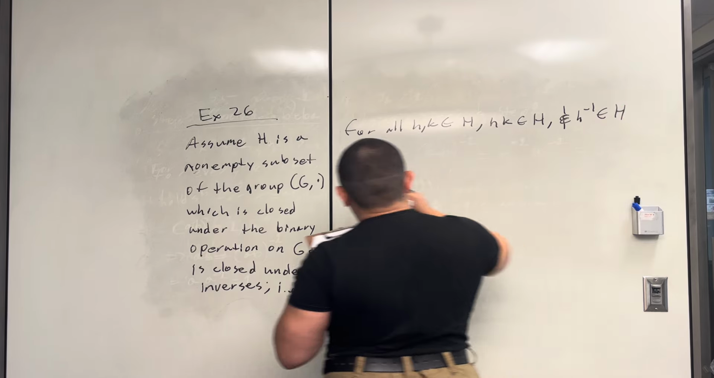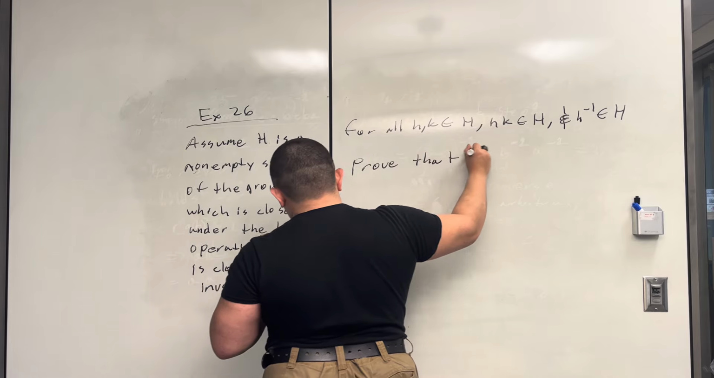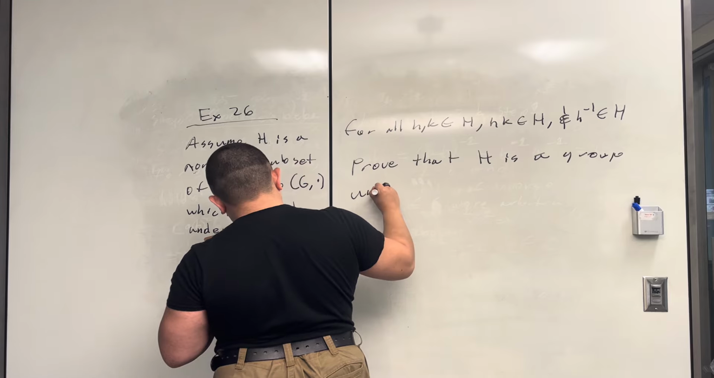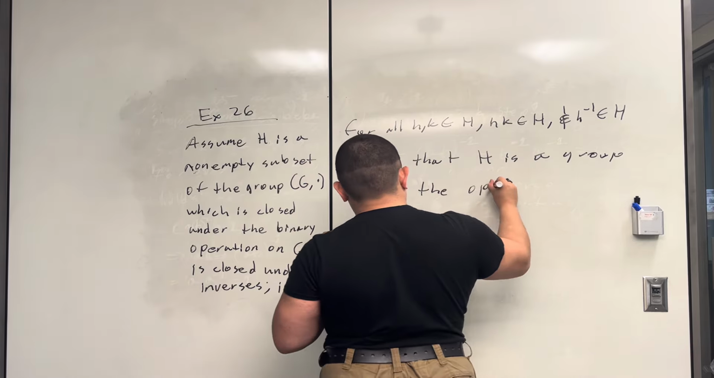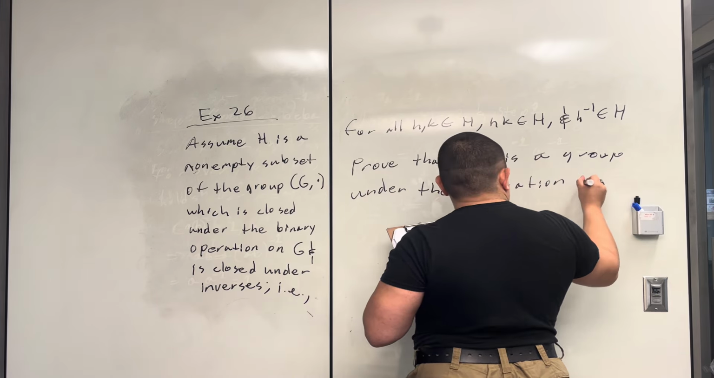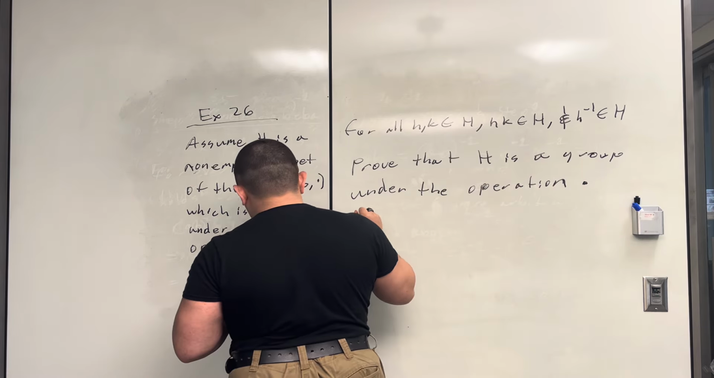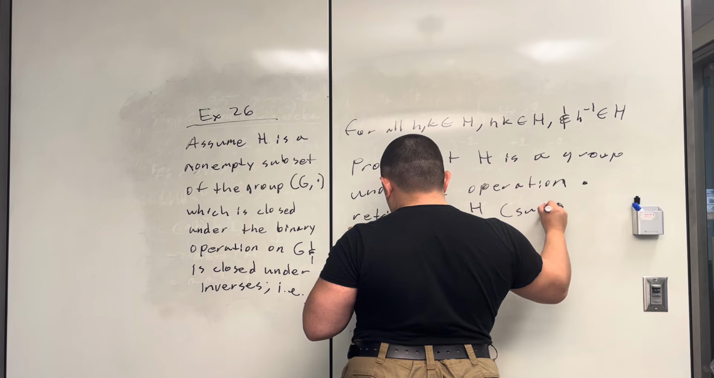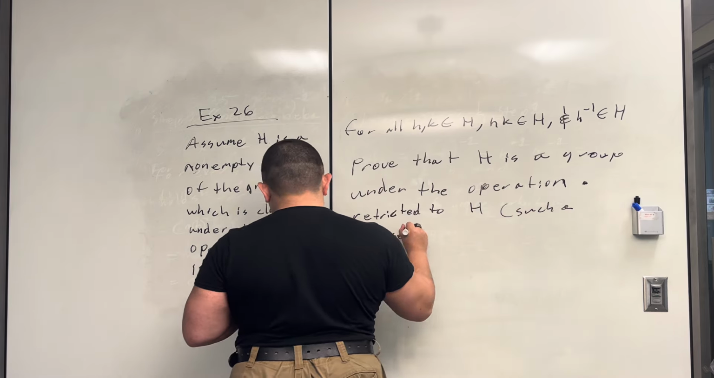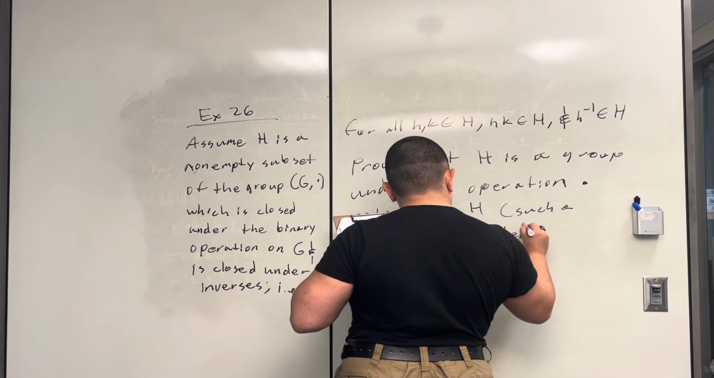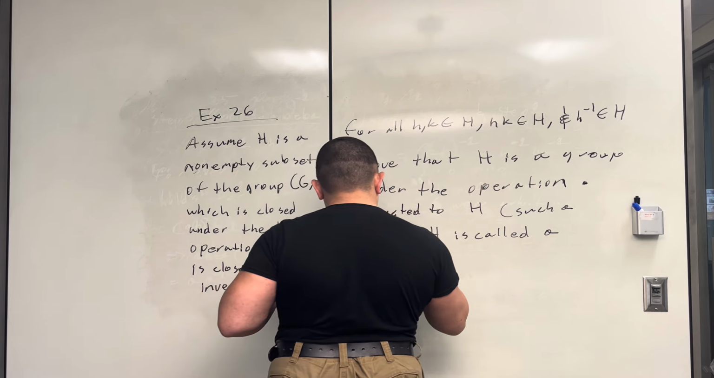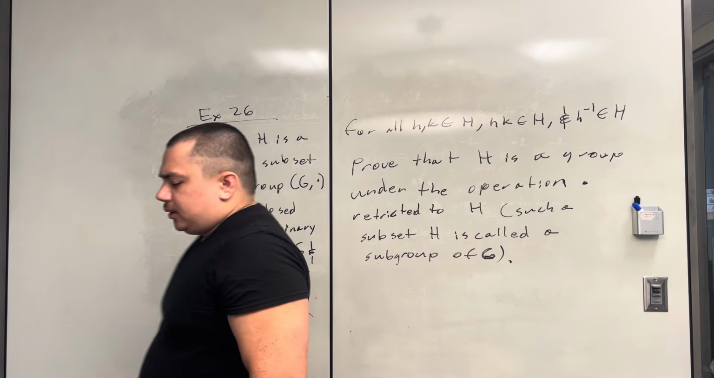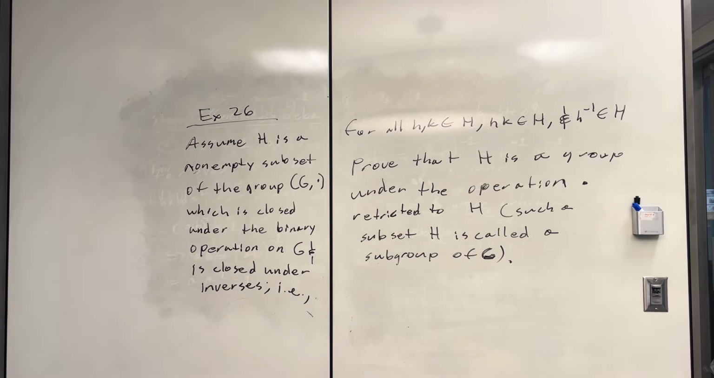Then prove that H is a group under the multiplicative operation restricted to H. Such a subset H is called a subgroup of G. There we go. This one is going to be a bit longer than the others. Well, no, it's just wordy.